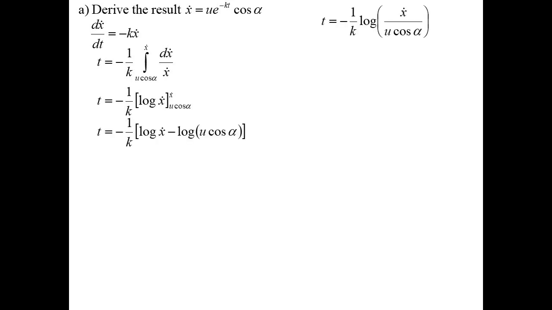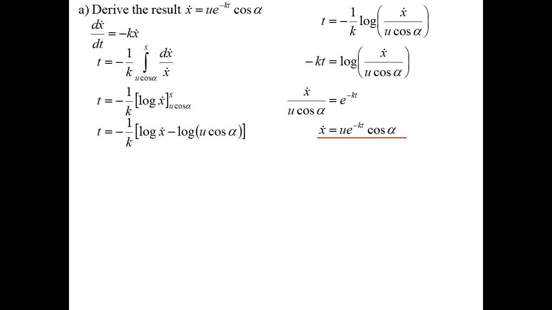Okay, so dx dot/dt is minus k x dot. So separate my variables. Well, on the left I've gone straight to t equals because I know I'm going to get the integral from 0 to t of dt. But I've got minus 1 on k, the integral of dx dot on x dot from u cos alpha, and it's x dot we're trying to find. Well, that's a log function. Substitute in. Now there's an expression for t, but we want to make x dot the subject. So moving the k over, exponentiating, we get the expression that they wanted.